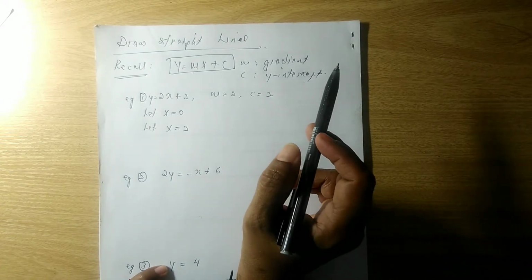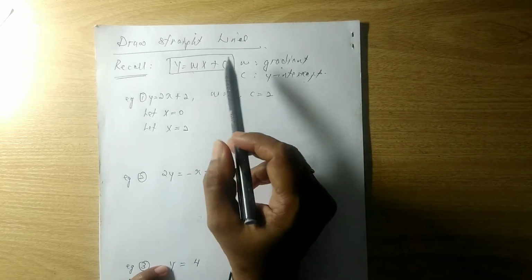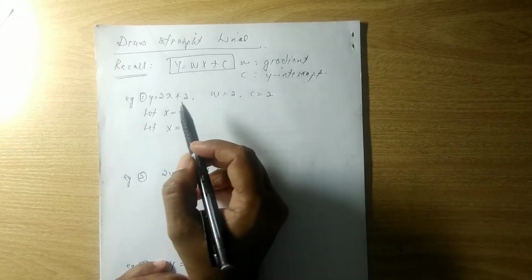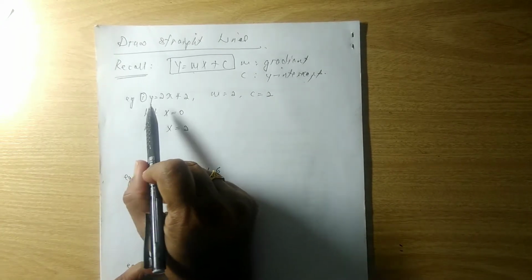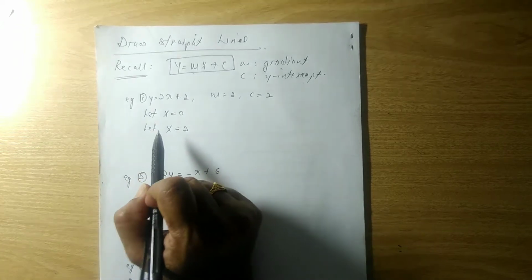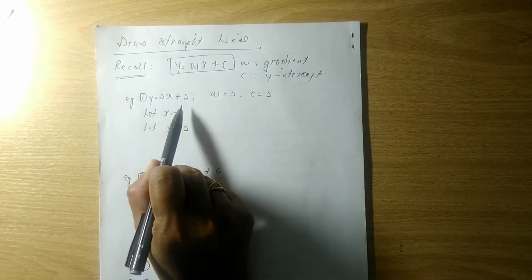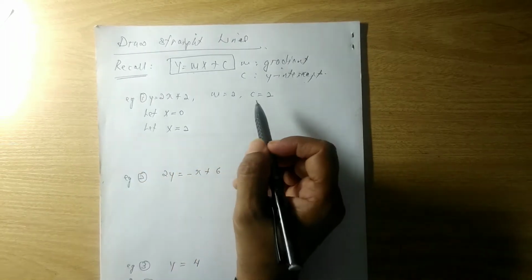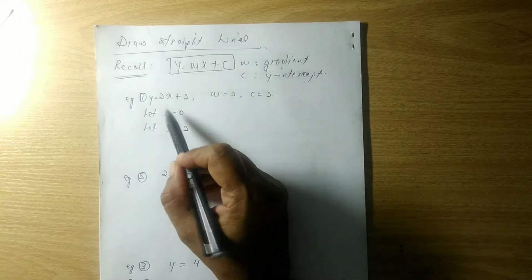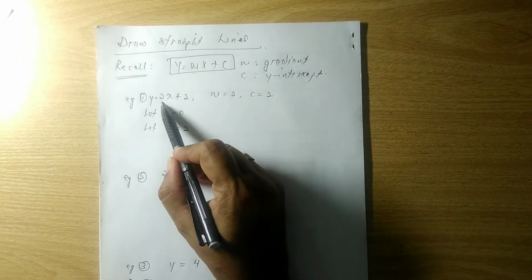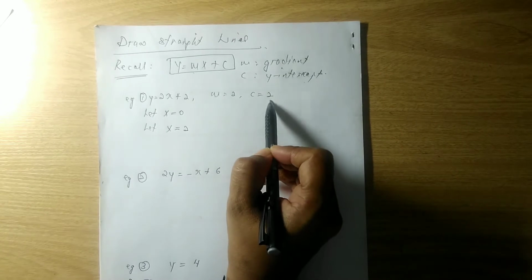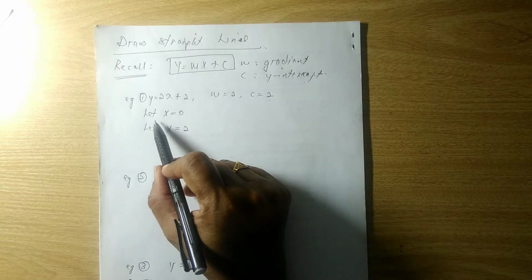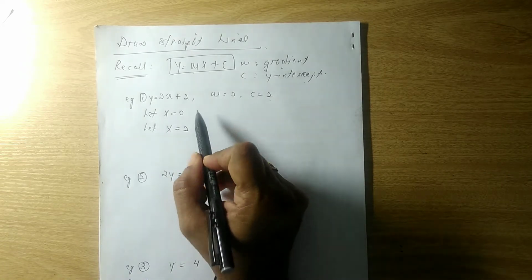Now our intention is we want to draw straight lines. Let's say I've got this straight line, y equals to 2x plus 2. It is given that from this equation my m value is 2, that's my gradient, and my y-intercept is 2 as well. To draw a straight line we need two coordinates.